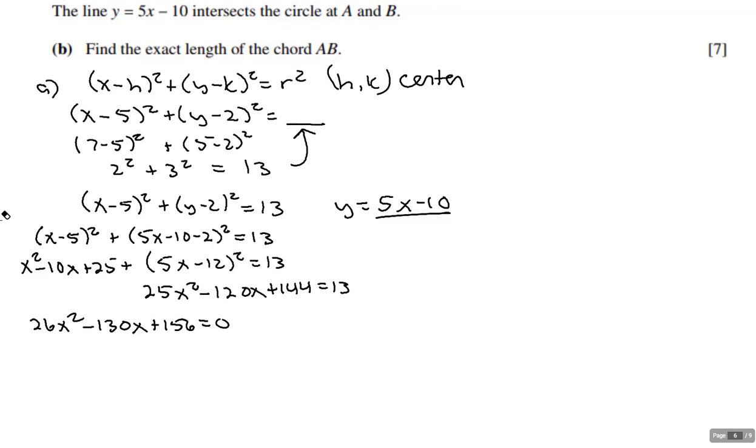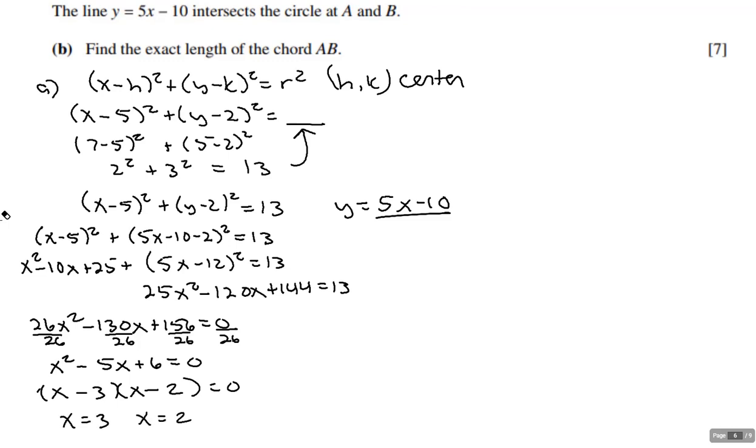Now I've almost got this simplified. All I'm going to do is divide everything by 26, and it's going to make it into a pretty simple quadratic, x squared minus 5x plus 6. And then I can factor this pretty easily. Be careful of the plus 6, though. This is going to be minus 3, minus 2, giving my x's of 3 and 2. And then all I do is plug those x's into the linear function to find the y values. Those are the coordinates.